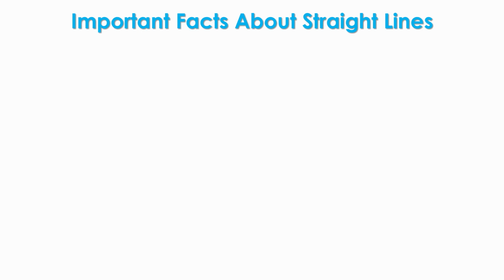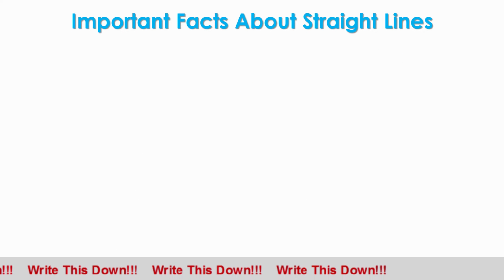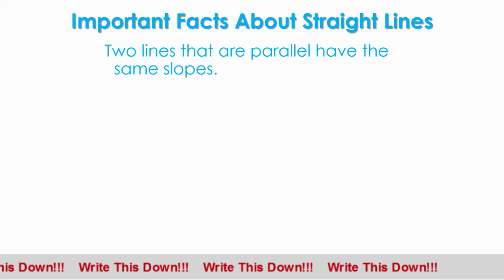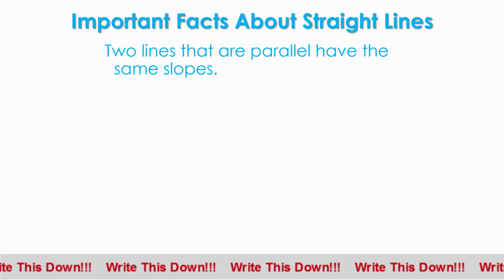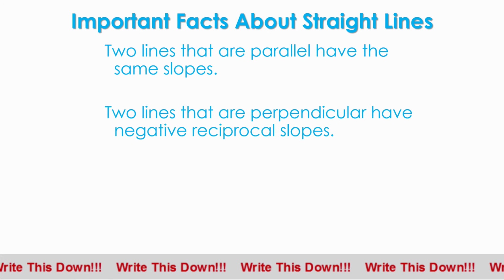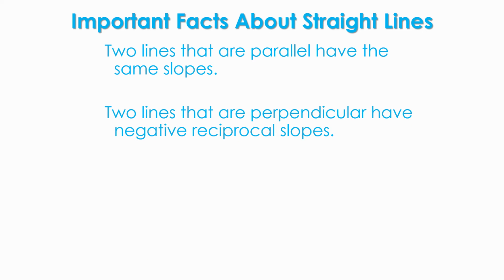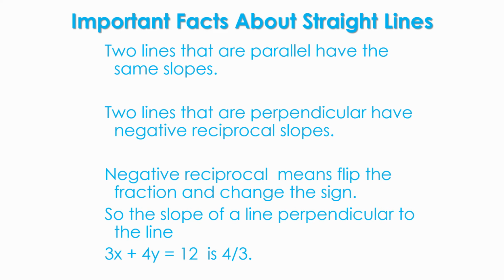All right, here are some important facts about straight lines. 2 lines that are parallel have the same slope. 2 lines that are perpendicular have negative reciprocal slopes. What does that mean? Negative reciprocal means flip the fraction over and change the sign. So the slope of a line perpendicular to this line, 3x plus 4y equals 12, would be 4 over 3. We turned the fraction upside down and changed the sign.